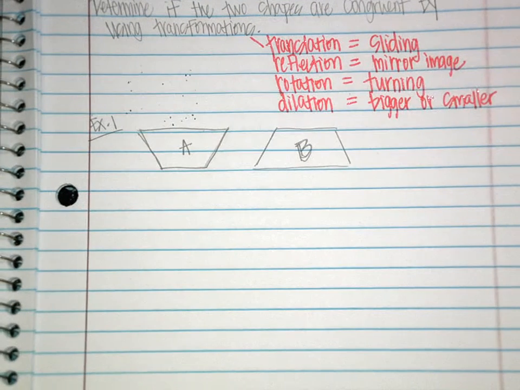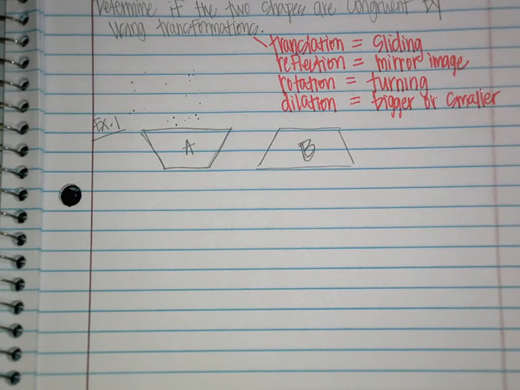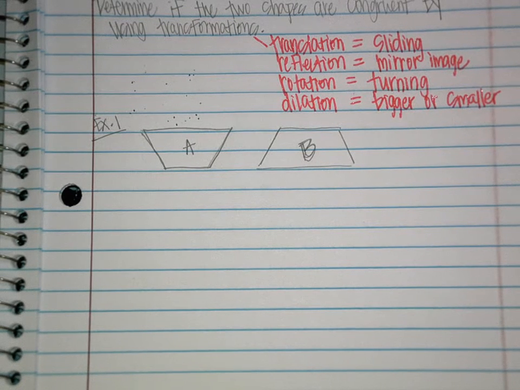Now, keep in mind, I am not a very good artist. I apologize that I'm not a good artist. But the stuff that we're going to be dealing with today is going to be in your book. It's already been drawn for you. Okay, so the way to figure out if these are congruent is you're going to take your patty paper.